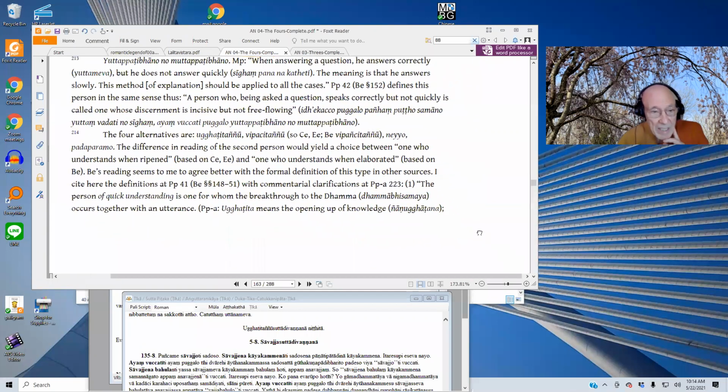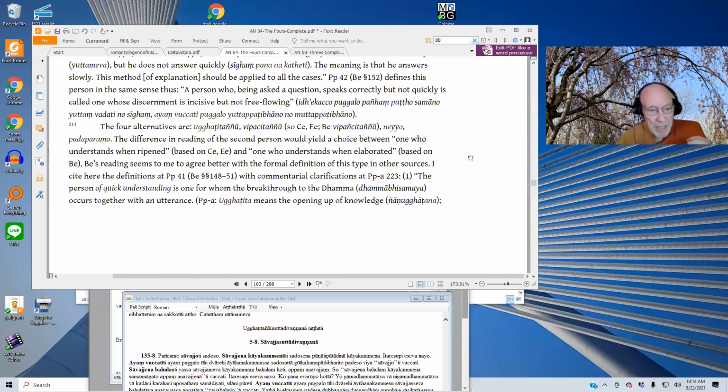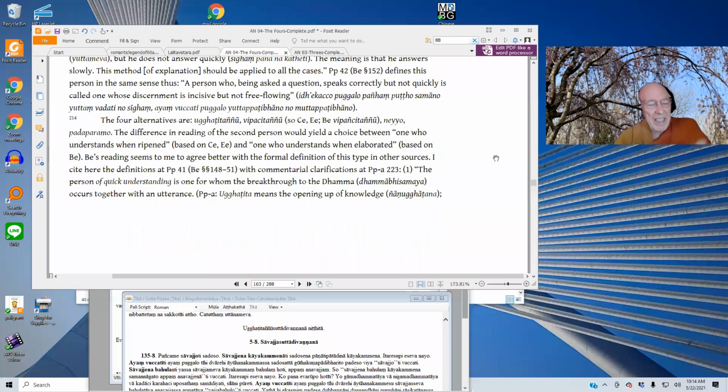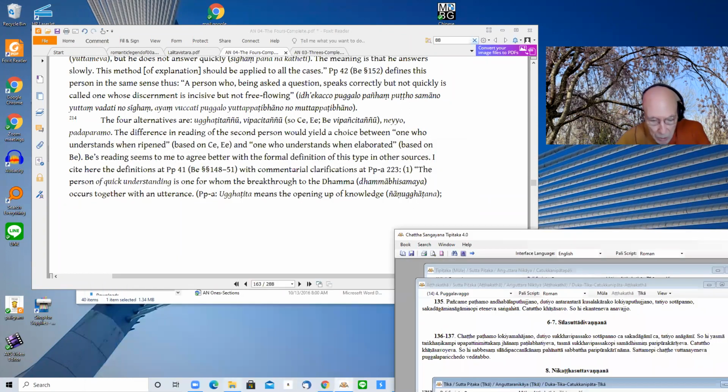Yes, Bhante. Okay, so the four terms are ugghatitaññū, which is what's translated as the one who understands quickly, but it literally means ugghatita has the meaning of opened up, revealed, displayed. And then the suffix ññū is based on the verbal root ñā, which means to know or to understand.